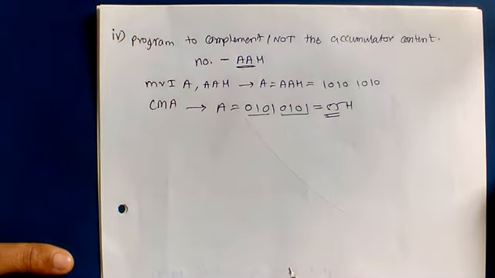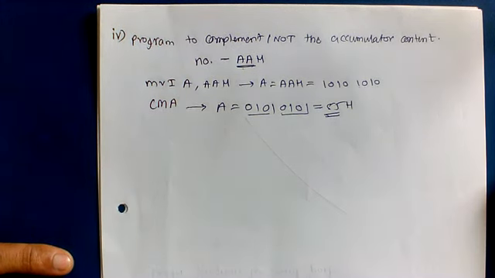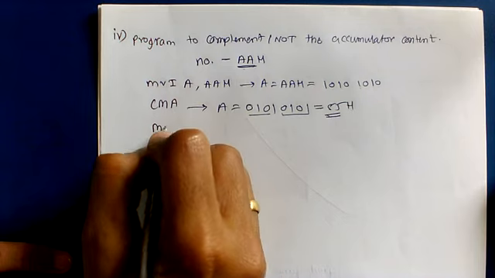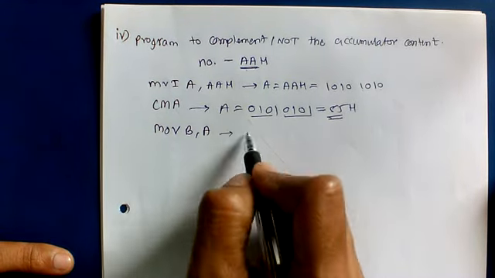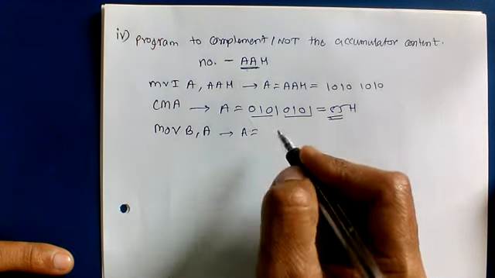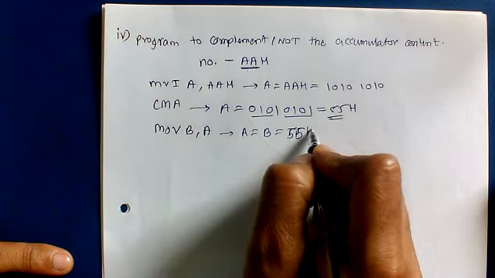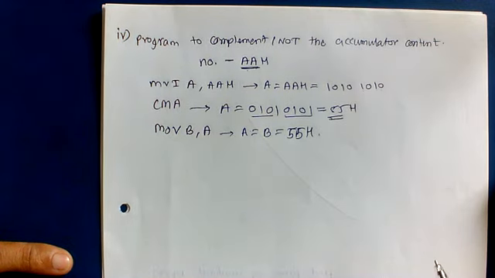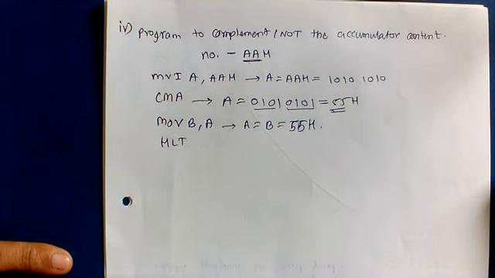And suppose if you want to copy this result in another register, you can use move b comma a. So after the execution of this move b comma a in accumulator and in B register, you will get 55x. Last instruction is halt instruction to stop the execution.